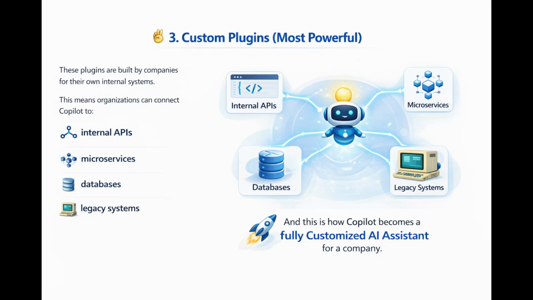This plugin type is the most powerful. These plugins are built by companies for their own internal systems. This means organizations can connect Copilot to internal APIs, microservices, databases, and legacy systems. And this is how Copilot becomes a fully customized AI assistant for a company.